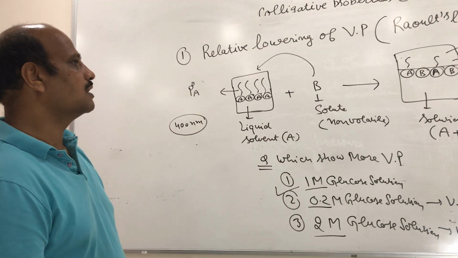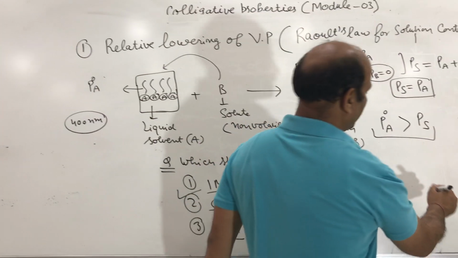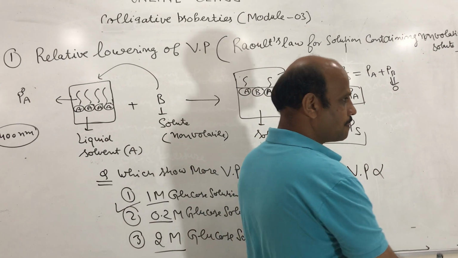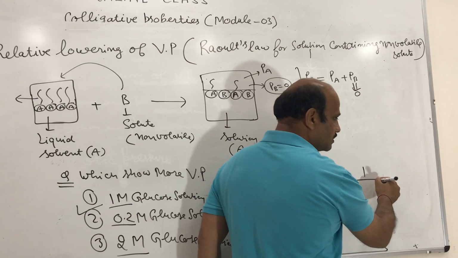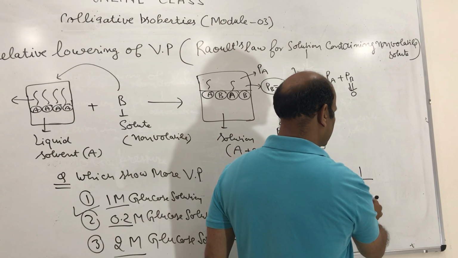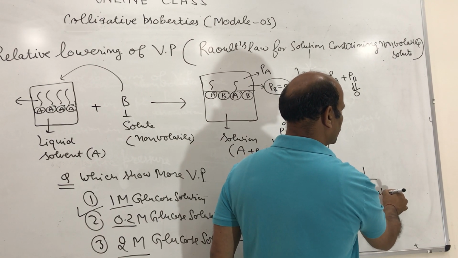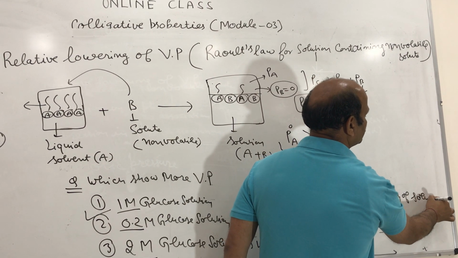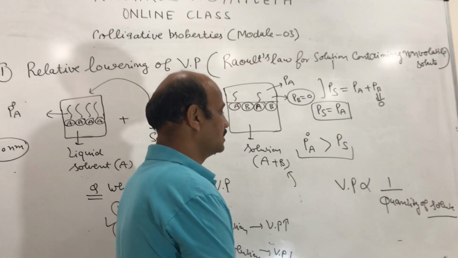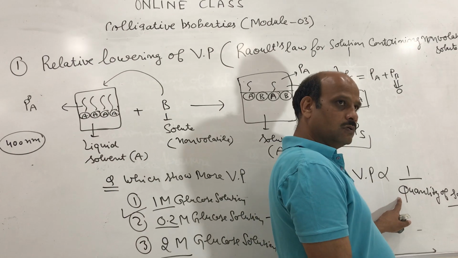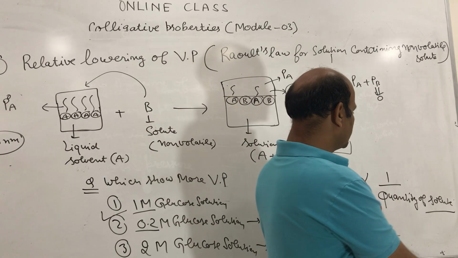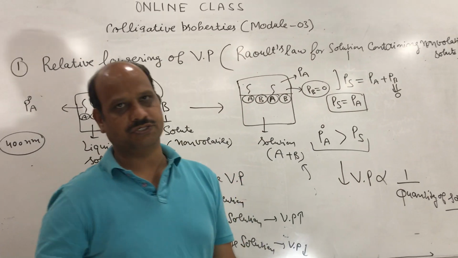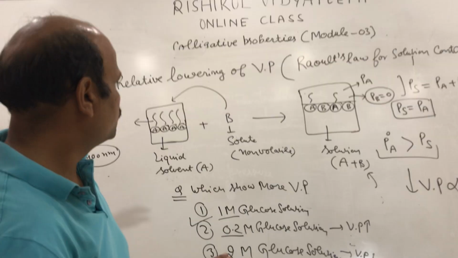Or we can conclude here vapor pressure is inverse with concentration of solute, quantity of solute. If we add more quantity of solute, then less will be the vapor pressure. I think it is clear to you.